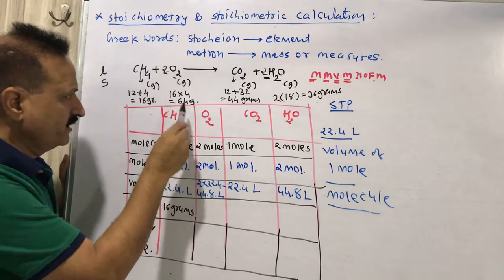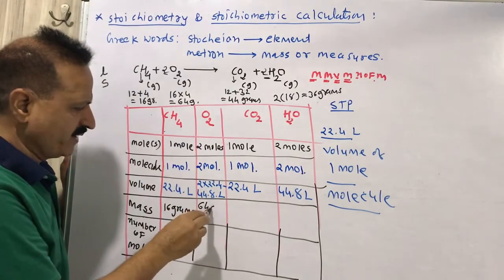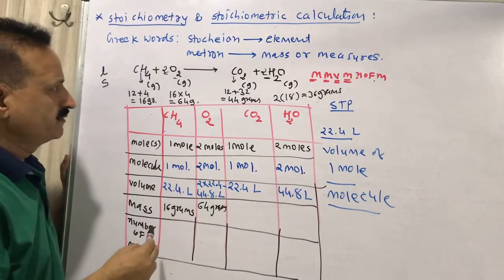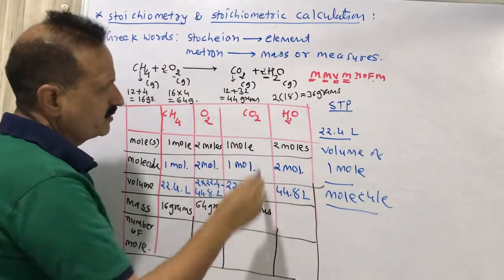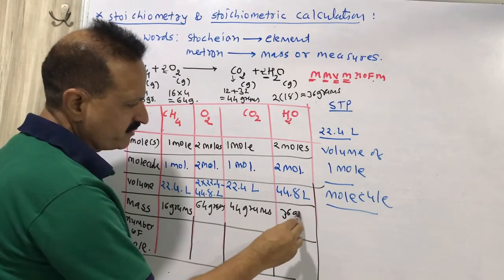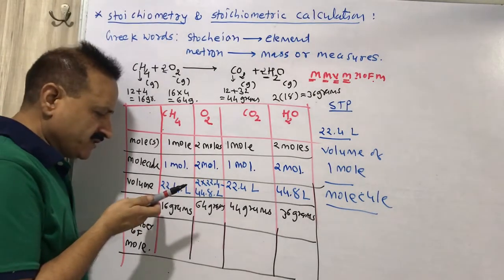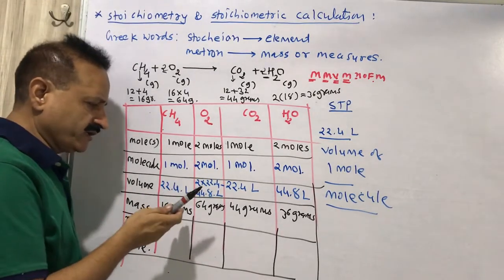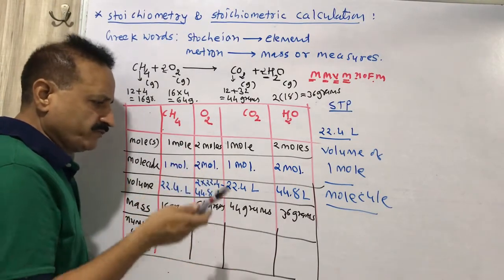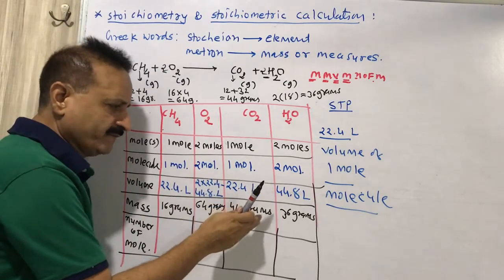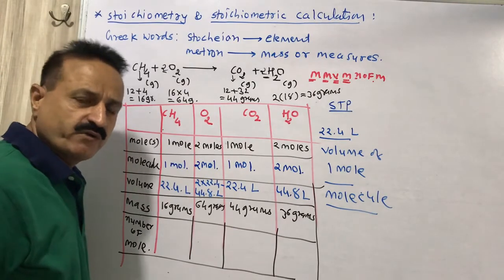So methane is 16 grams, oxygen is 64 grams, carbon dioxide is 44 grams, and water is 36 grams. You can explain this mass: 16 grams methane can react with 64 grams oxygen, then we will have the product 44 grams of carbon dioxide and 36 grams of water. This is the explanation given in your textbook.